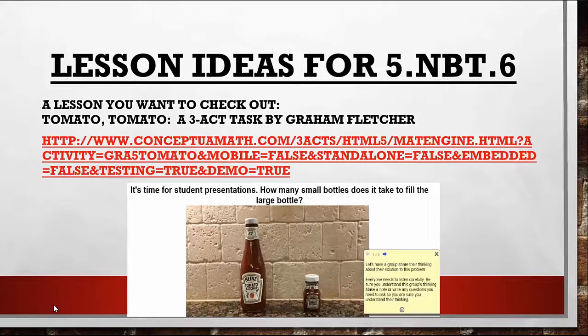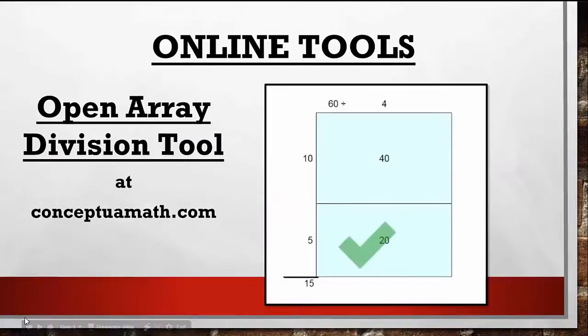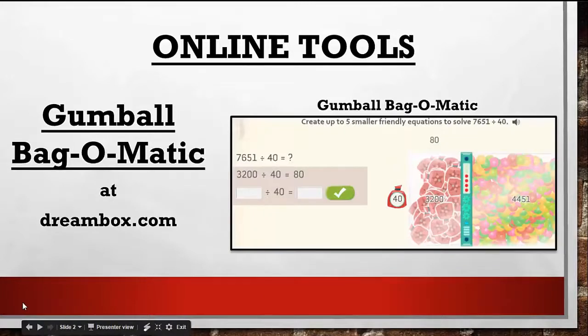Finally, Graham Fletcher has come up with an engaging 3-act task. It's called Tomato Tomato. One online tool you can use for NBT 6 is located on conceptualmath.com. It has an interactive open array division tool with a tutorial to show you how to use it. A similar tool called Rectangle Division can be found on the National Library of Virtual Manipulatives site. Dreambox.com has an interactive game called Bag-O-Matic, where students choose partial quotients to solve division problems.